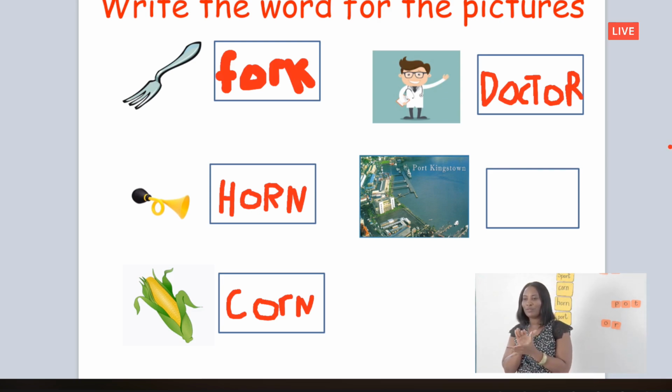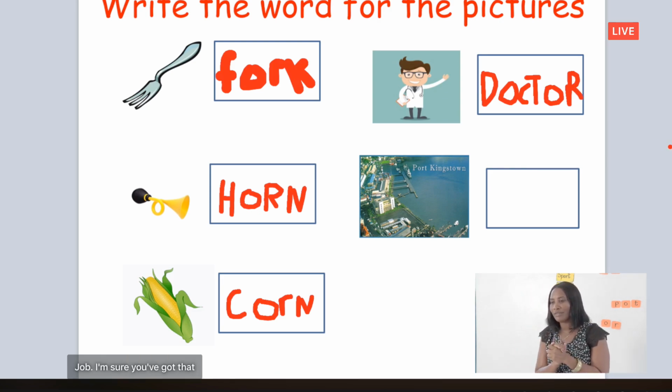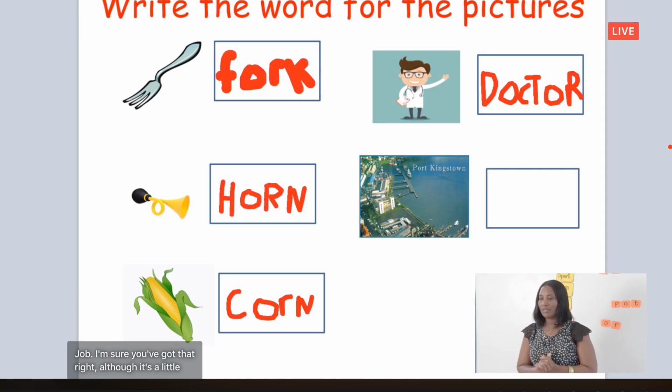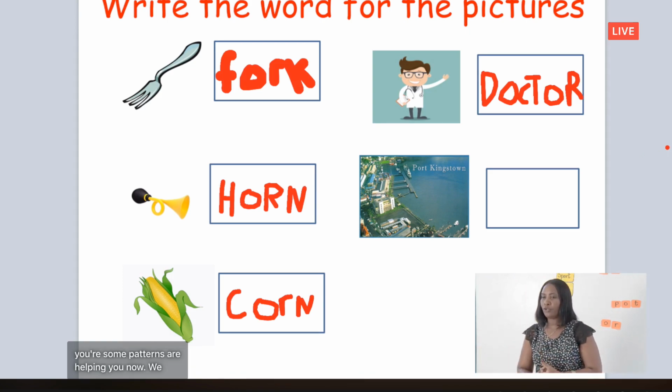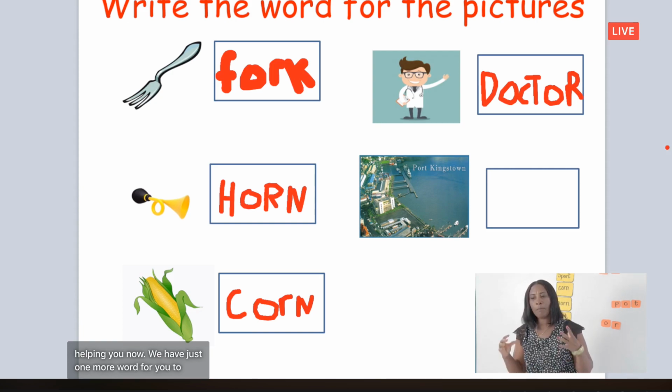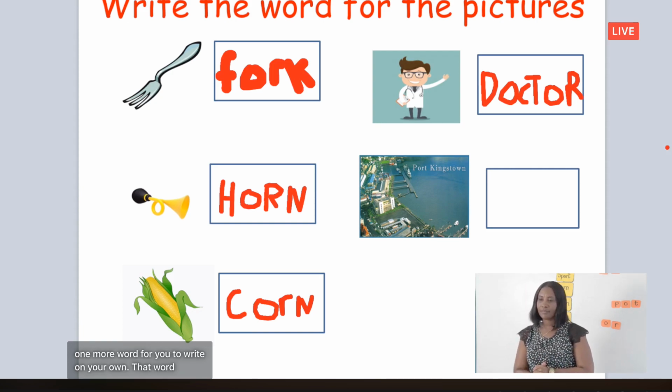Good job. I'm sure you got that right, although it's a little longer. These can't trick you anymore because your song patterns are helping you. Now we have just one more word for you to write on your own. That word is port. Port.